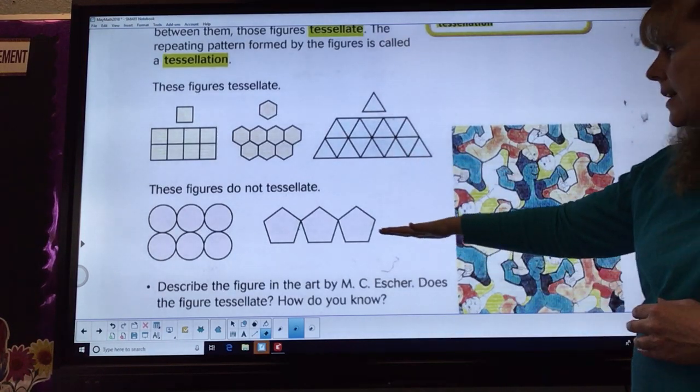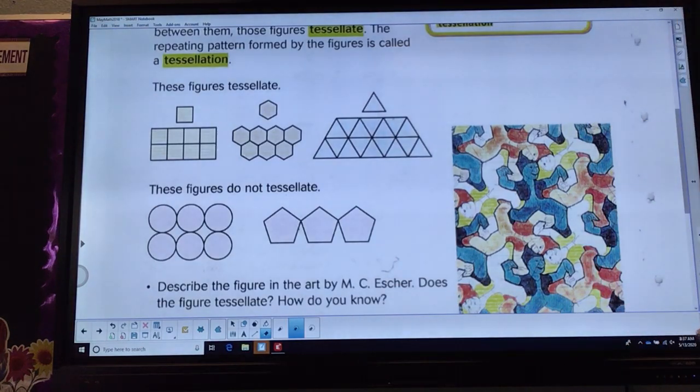However, if you look at this second row of figures, we have some circles and we have some pentagons. Now, let's take a look at those. Let's see if the definition fits here. I can look at my circles. They don't overlap, however, they do have space in between them. Therefore, I know that they can't tessellate.